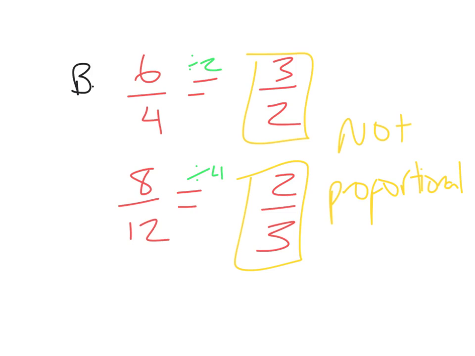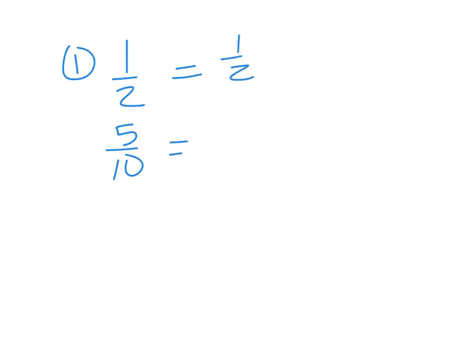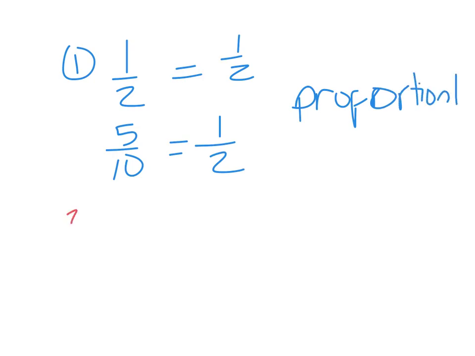Make sense? All right, grab your paper. Let's do some of these. Number 1. We have 1/2 and 5/10. Can I reduce 1/2? No, it's already reduced. Reduce 5/10. So we'll divide both by 5. 5 divided by 5 is 1, and 10 divided by 5 is 2. So are these proportional? Yep, absolutely. Make sure you show your work. It's not a whole lot to write, so shouldn't be too bad.